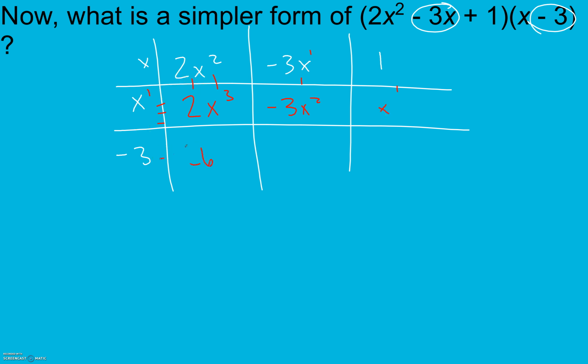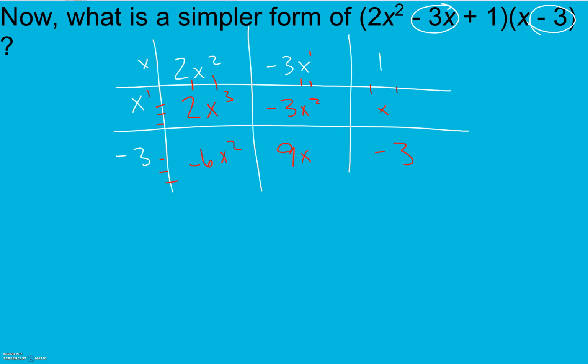Negative 6x squared, positive 9x, minus 3. We can combine things with the same variable parts, x squareds and x's. 2x cubed minus 9x squared. Remember, here's a 1 if there isn't a coefficient already.